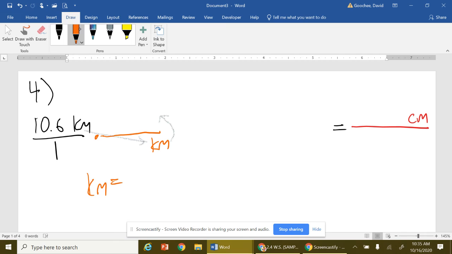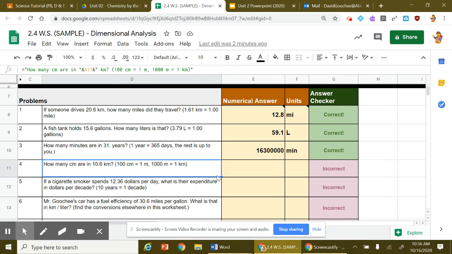And you can see from that list of conversion factors that 1 kilometer is equal to 1,000 meters. Mr. Gucci, where'd you get that? I got it because I gave it to you in the problem here. But if you don't know, you could look up 1 kilometer equals 1,000 meters. That's one way you can get there.